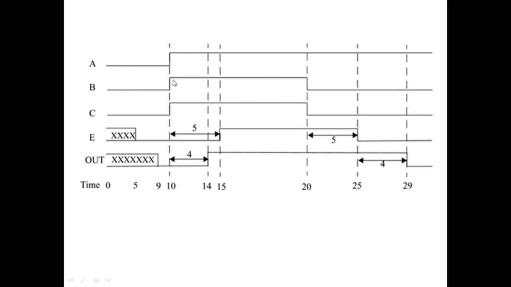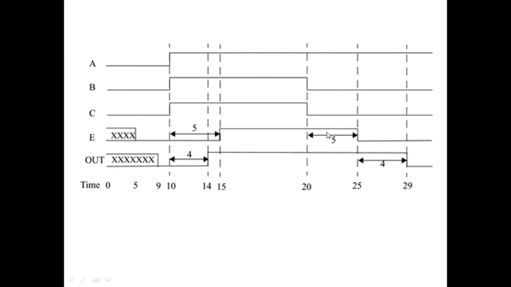So A, B, C have a logical transition to logic 1 after 10 seconds. So E will have a logical transition after waiting for 5 more seconds. That means at 15 seconds it will go to logic 1.